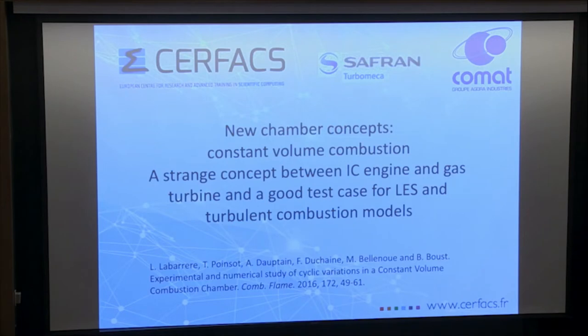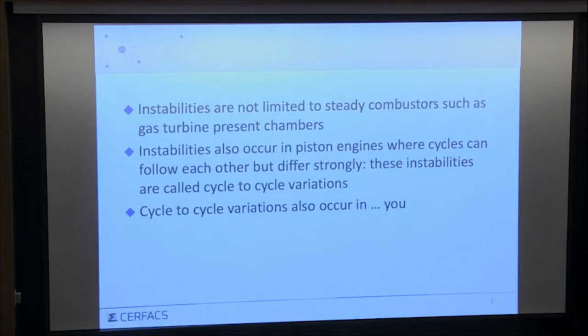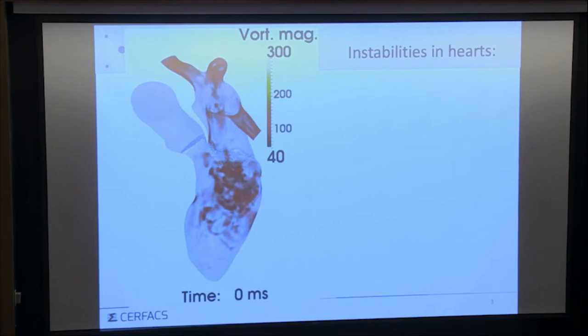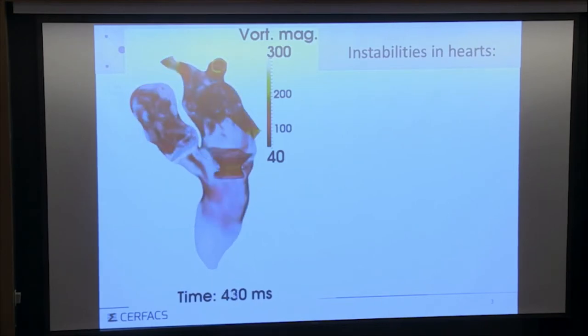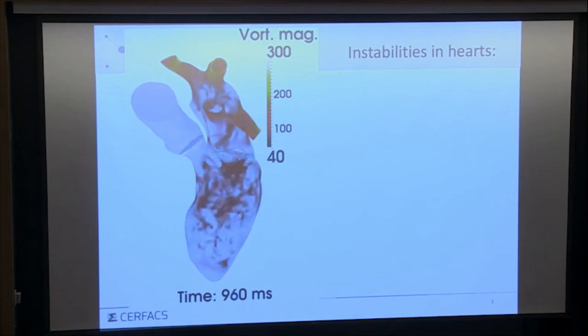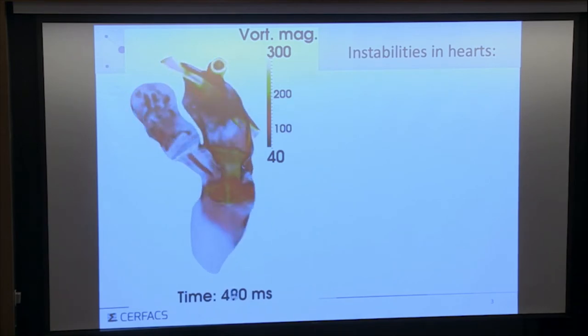And interestingly, those things also develop instabilities. The instabilities here are not the fact that the chamber is moving, the flame is moving in the chamber. It's the fact that cycle after cycle, you may have different results. Okay? It's a cycle-to-cycle variation problem. So, well, you remember I've told you already that these cycle-to-cycle variations occur everywhere. That's a better movie than the one I've shown you.